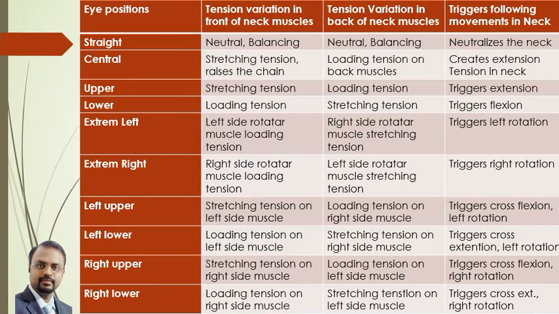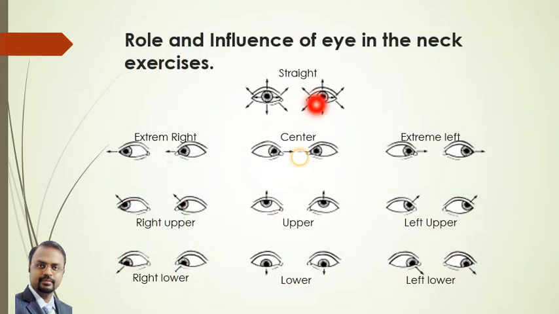On the extreme left of the column are the eye positions, so go through the same row. First row is straight. When you fix the gaze on the straight, at that time the neck muscles go for natural or neutral balancing, both the front as well as the back side of the neck. This neutralizes the neck muscles and creates a balance between both front and back. Now remember the central gaze, this one.